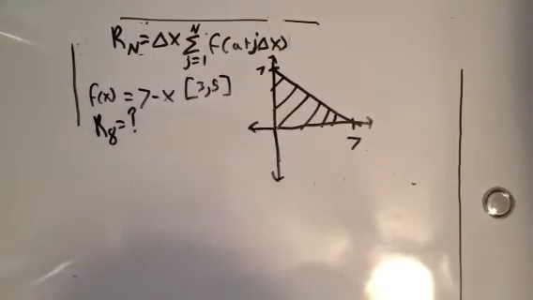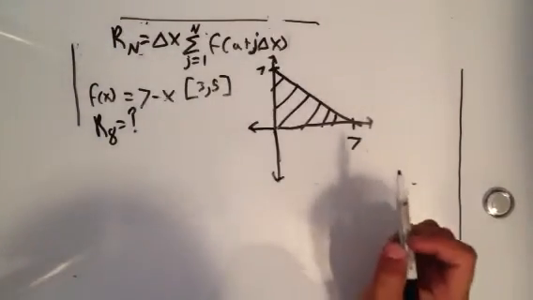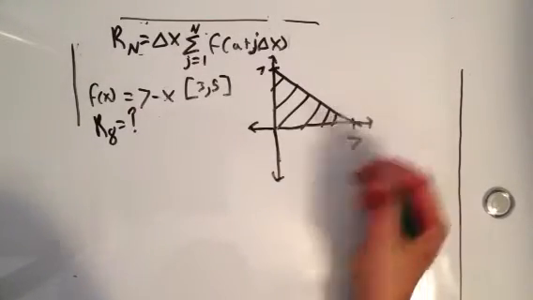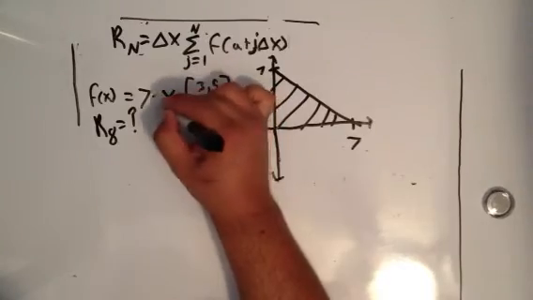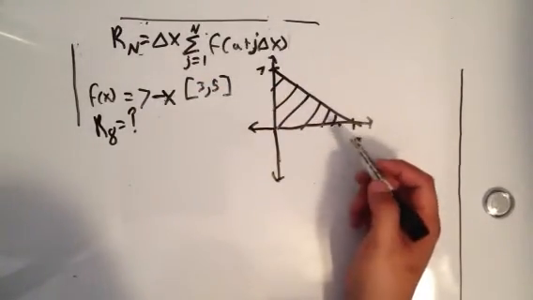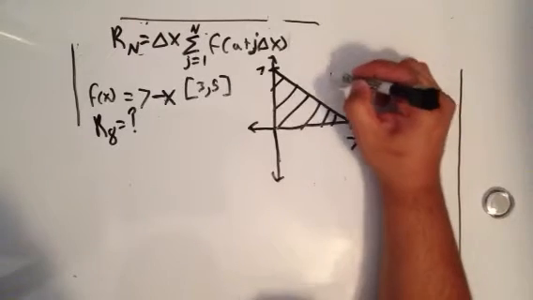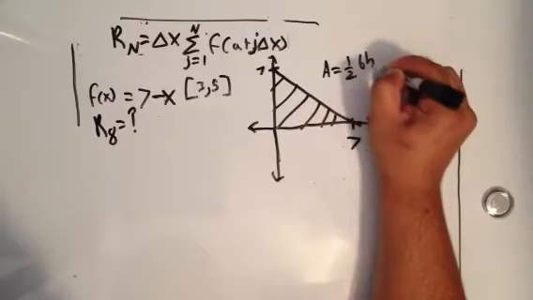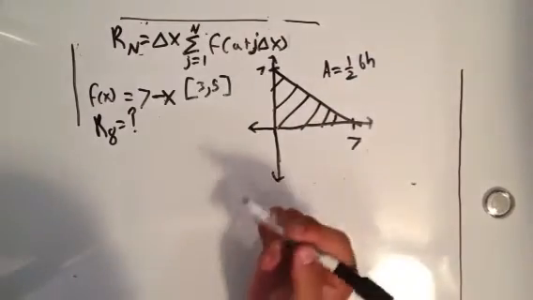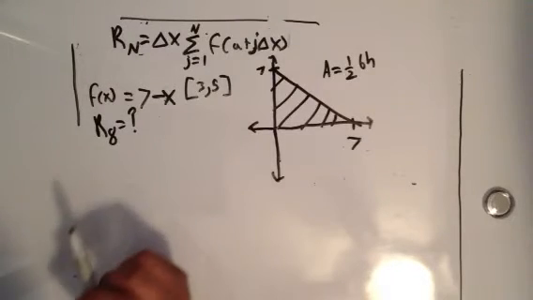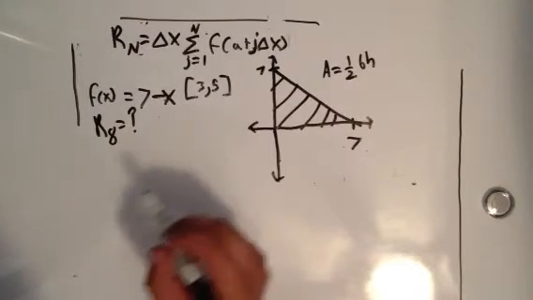So in this video we're going to be using Riemann sums to calculate the area under this graph, which is 7 minus x. Technically we could use the area of a triangle, which is equal to 1/2 base times height. We could get it that way, but we'll be doing it the long and hard way using Riemann sums.